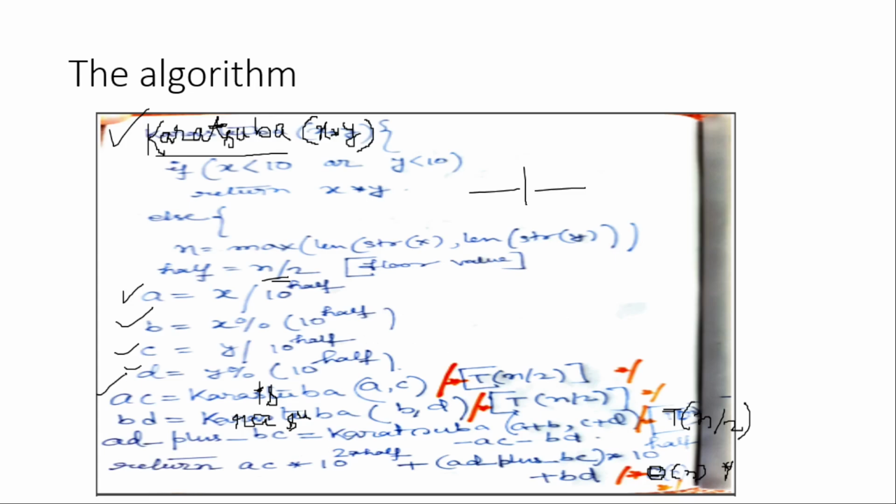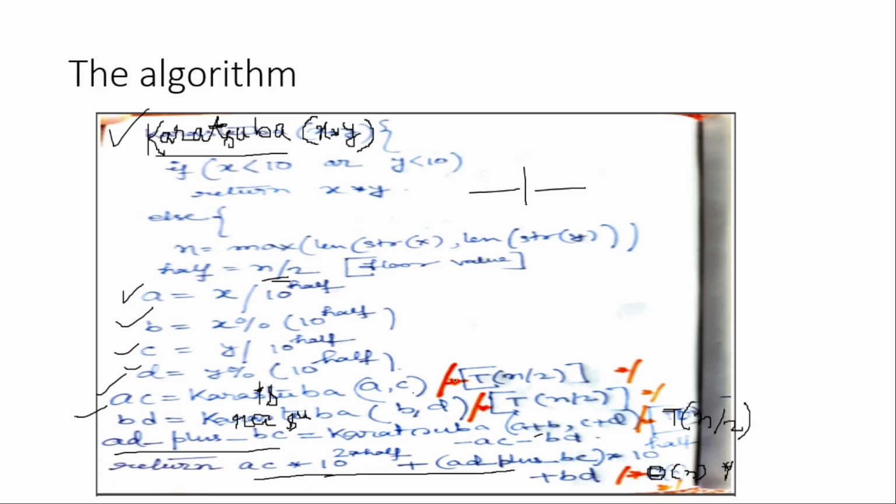Now here you are giving the AC call, Karatsuba AC. The second one is the BD call, Karatsuba BD, and the third one is AD plus BC, which is Karatsuba of A plus B, comma, C plus D, and then minus AC minus BD. Then finally we are returning this total value.